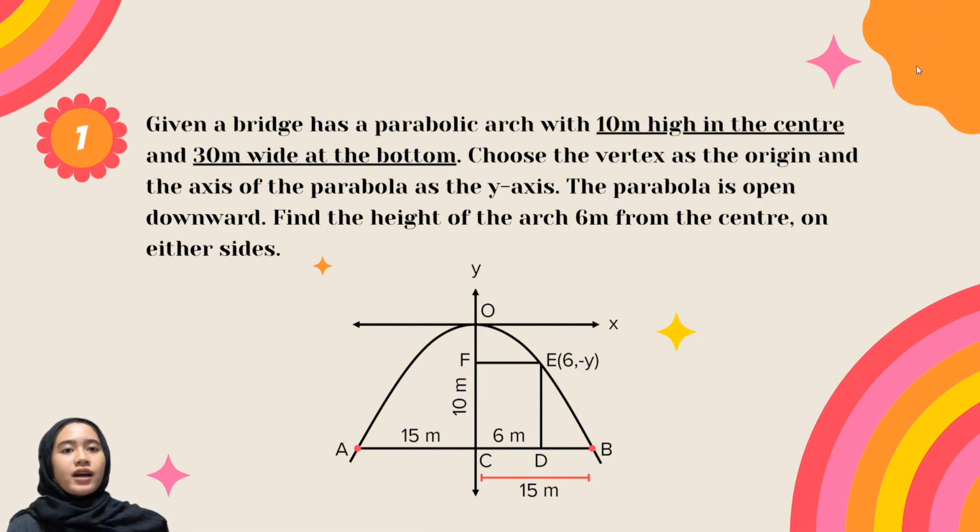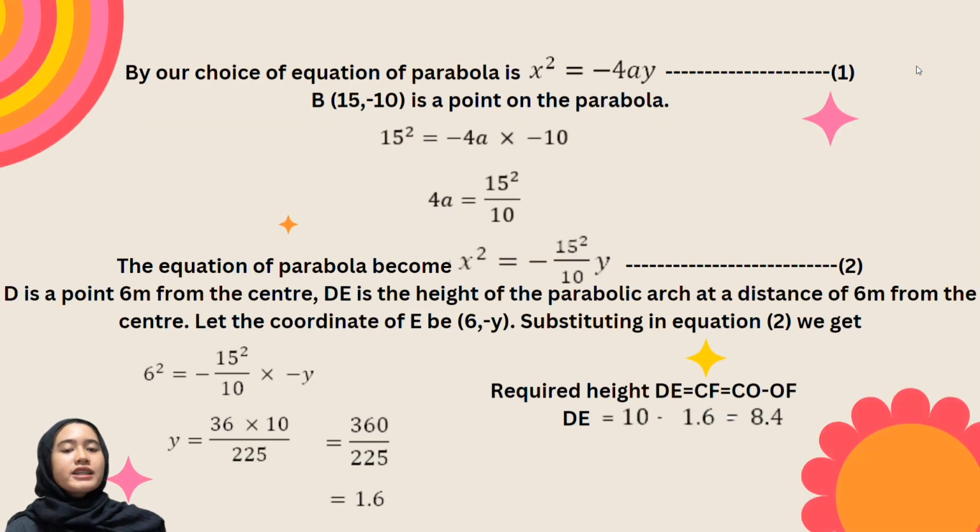Find the height of the arc 6 meter from the center on either side. First thing to do is we're gonna draw the diagram based on the question given, and the diagram is shown below the question. By our choice, the equation of the parabola is x squared equals negative 4ay. Coordinate B, (15, -10), is a point on the parabola.